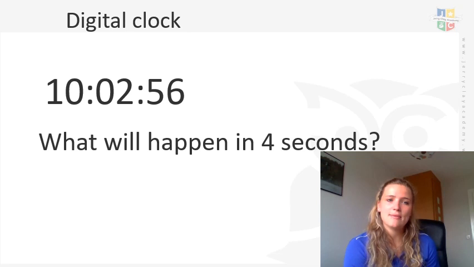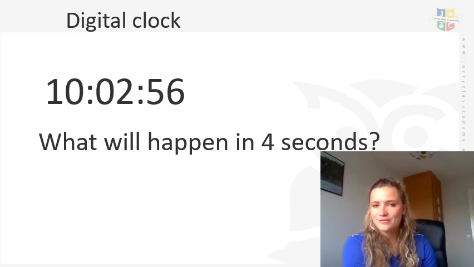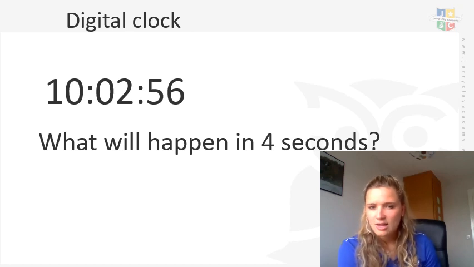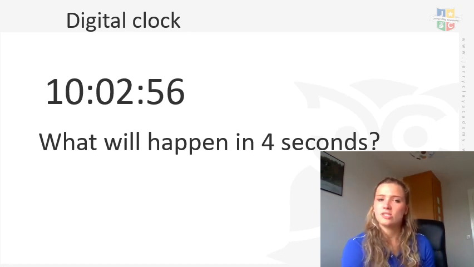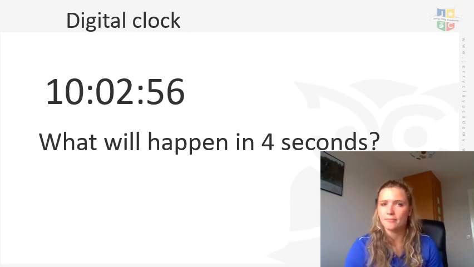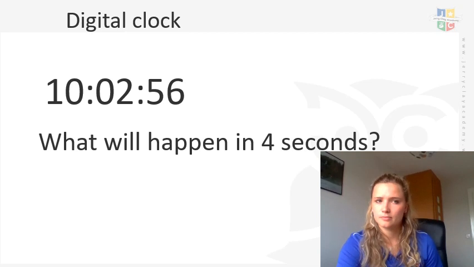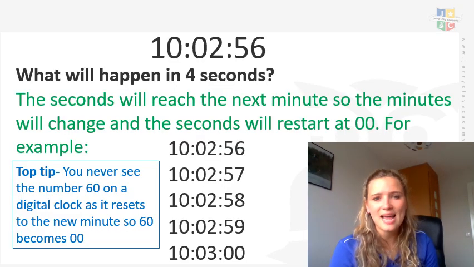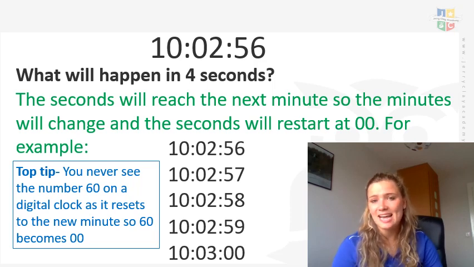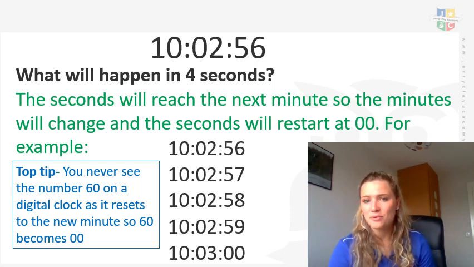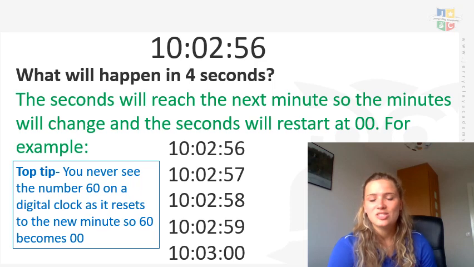Now looking at this time here, 10:02, so 2 minutes past 10 and 56 seconds has passed. What do you think will happen to this whole number if 4 seconds pass? What do you think will happen? Okay, so let's have a look. The seconds will reach the next minute, so the minutes will change and the seconds will change, and they will restart from 00. So let's have a look.